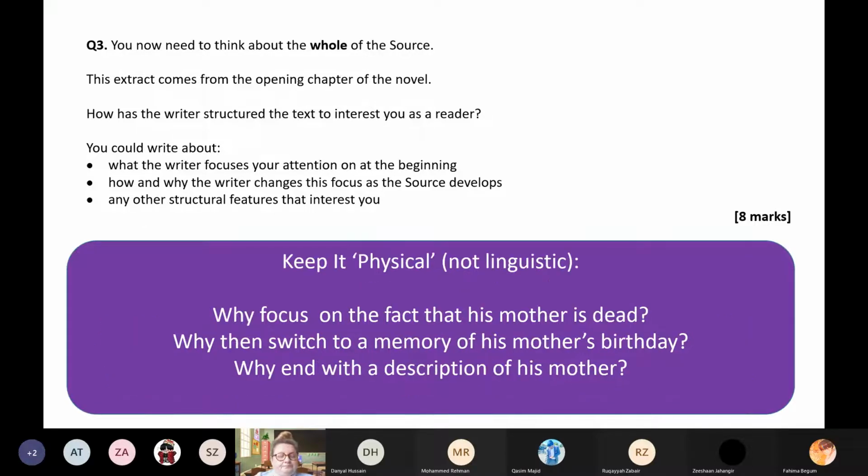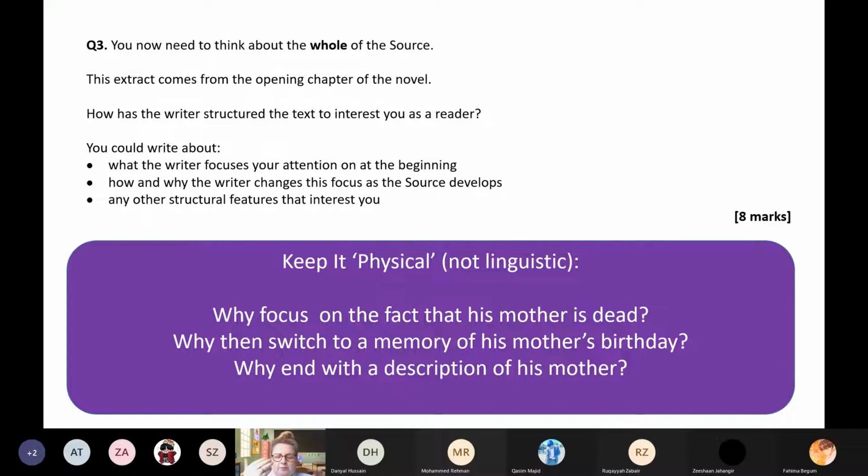You need to try and keep it physical and not linguistic. So what I mean by physical here is what's happening on the page in front of you. How is it controlling the way that you engage with it? Not the words that are being used, but the actual organisation and structural devices and techniques.